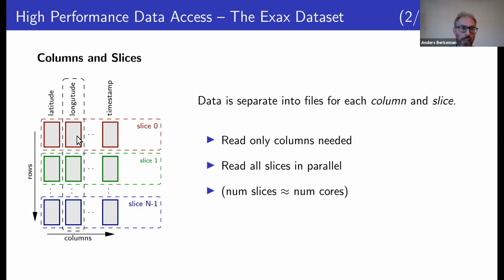Furthermore, each column is split into separate files or slices so that the different CPU cores in the machine can read one file each in parallel.